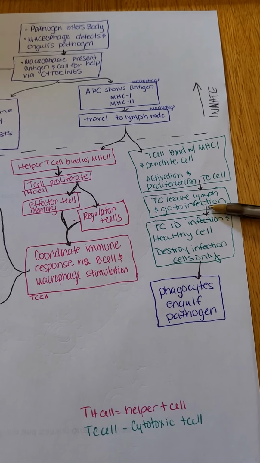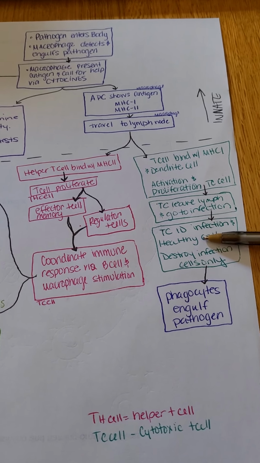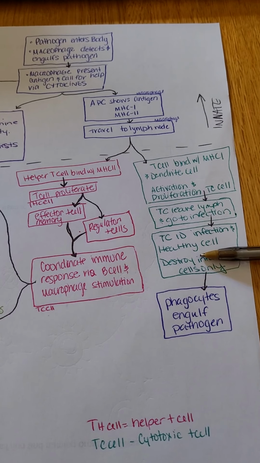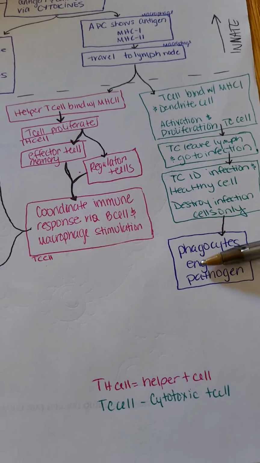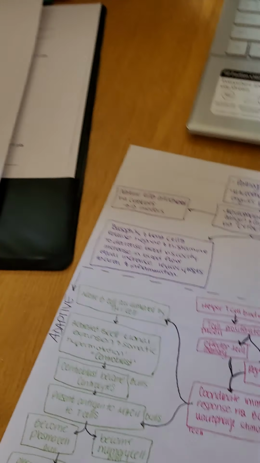So this is where our body can tell which cells have the disease and which ones don't, and it only kills the cells with disease in them. And they do this through engulfing the pathogen.